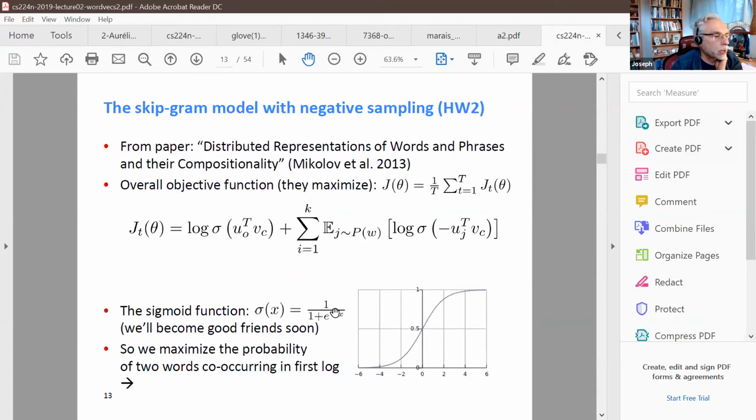So let's see. This is the definition of the sigmoid function here. Question: sorry, I've never come across the word negative sampling before. Any idea what that is?